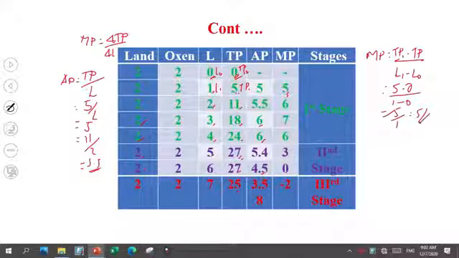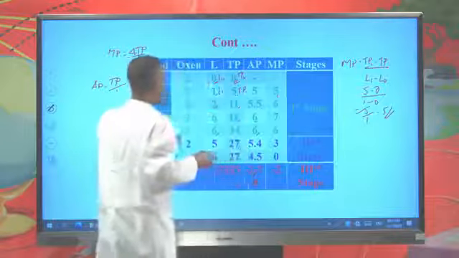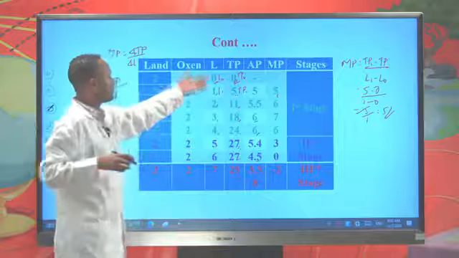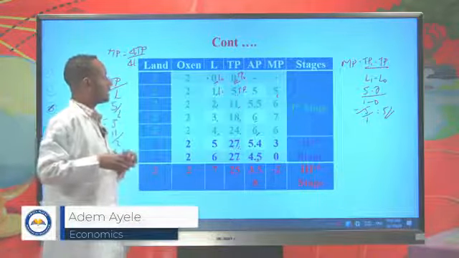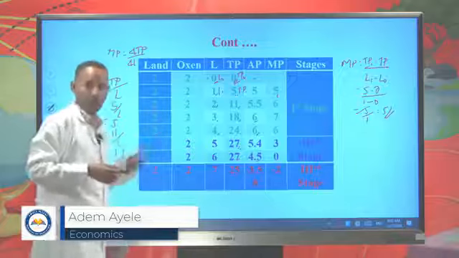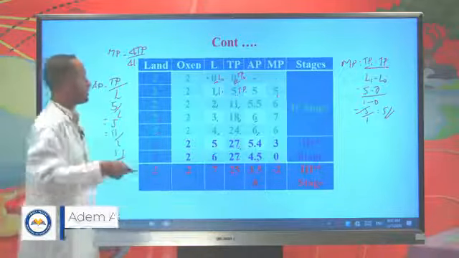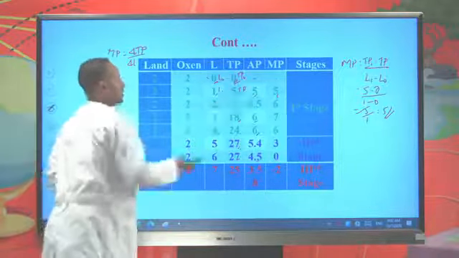So this indicates that as we increase the variable input labor from 0 to 1, if the total product increases from 0 to 5, then the additional output produced from the additional unit of the variable input labor is 5.